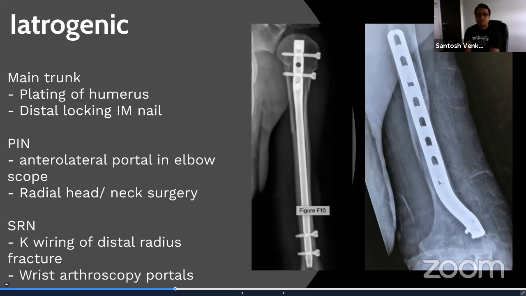Then posterior interosseous nerve or various branches of the radial nerve, they can get injured when you do arthroscopy of the elbow or the wrist. Distal radius K-wiring, another common operation, you can get branches of the superficial radial nerve. So we need to be aware of these things.